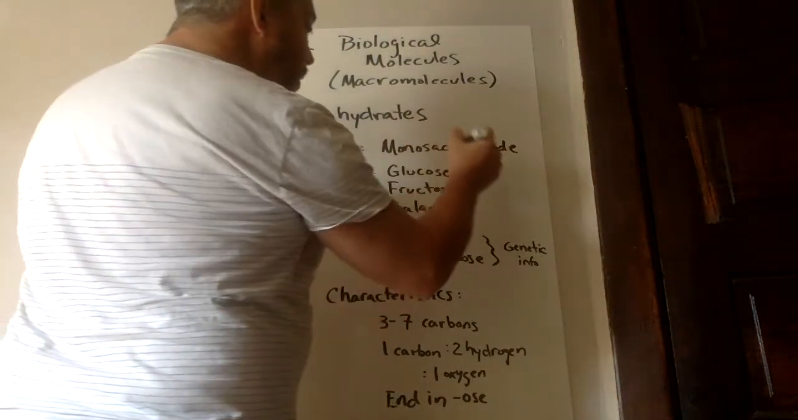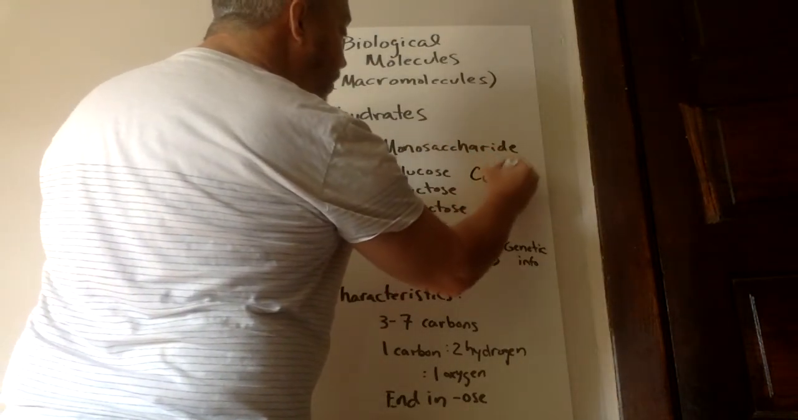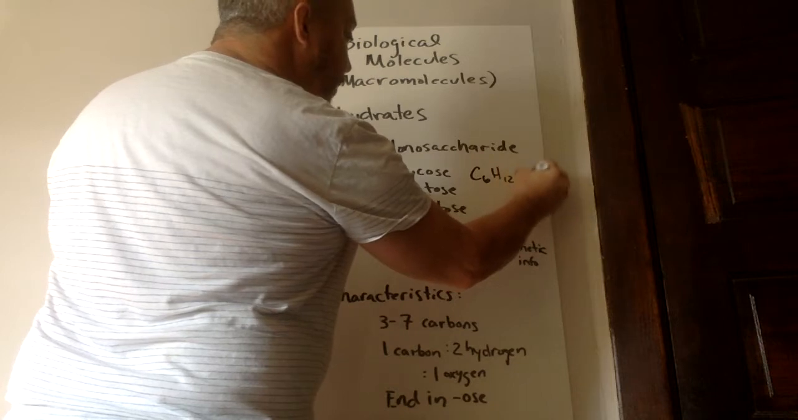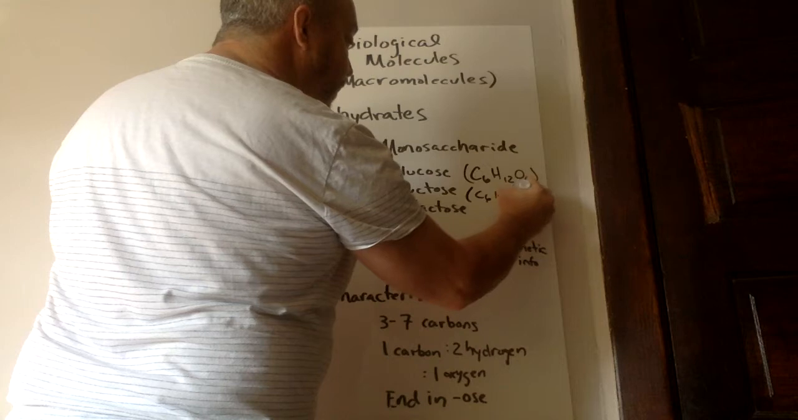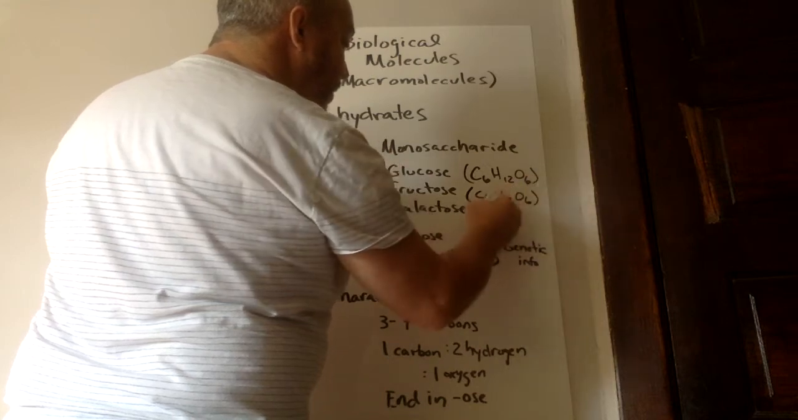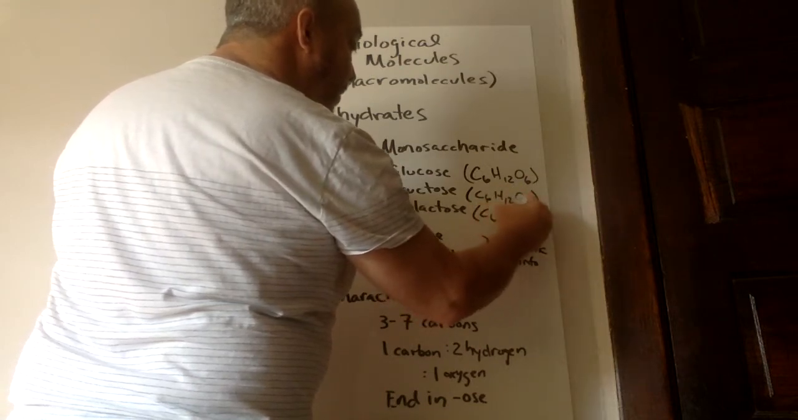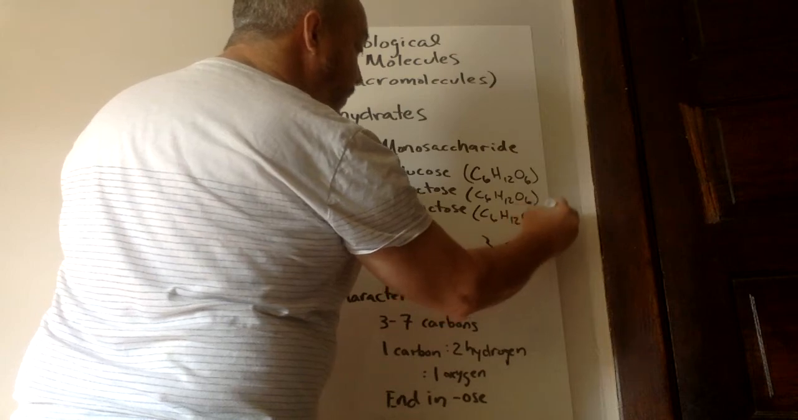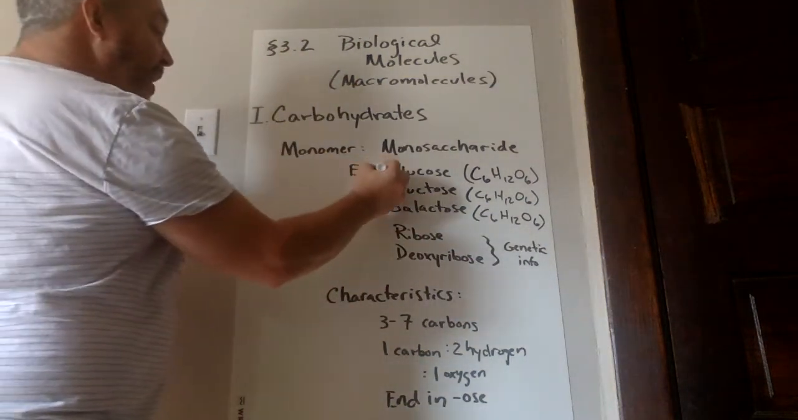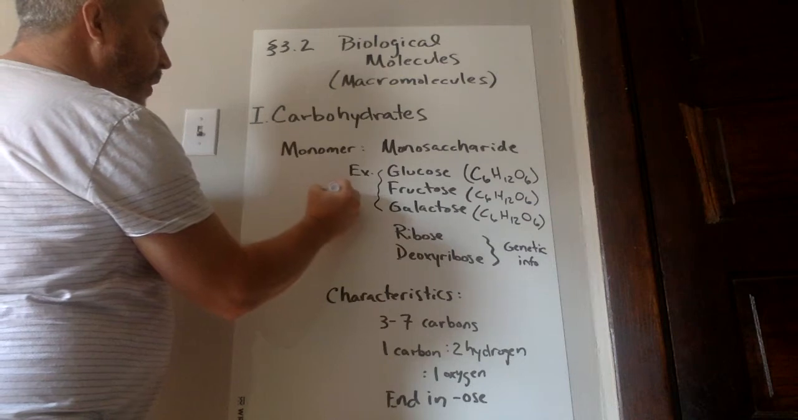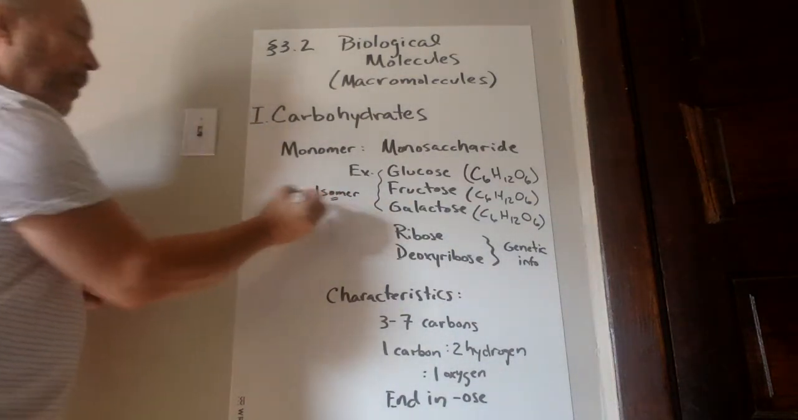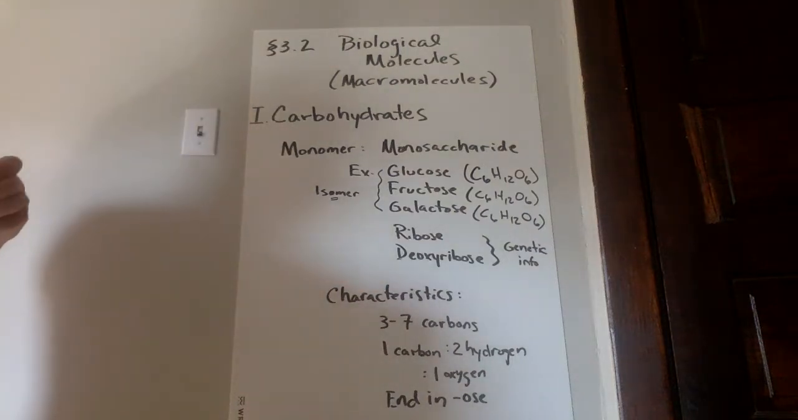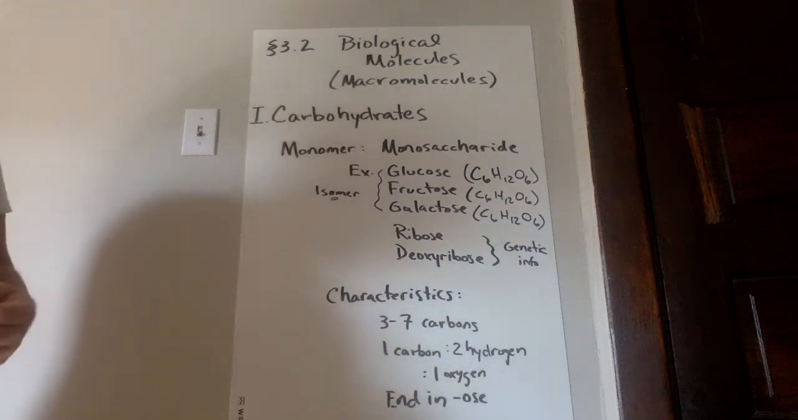So if we recall, actually all three of these are C6H12O6. Fructose is also C6H12O6. Galactose is C6H12O6. And remember the term we give to anything that has the same formula but a different structure is called an isomer. So glucose, fructose, and galactose are all isomers of each other, but they're all monosaccharides.